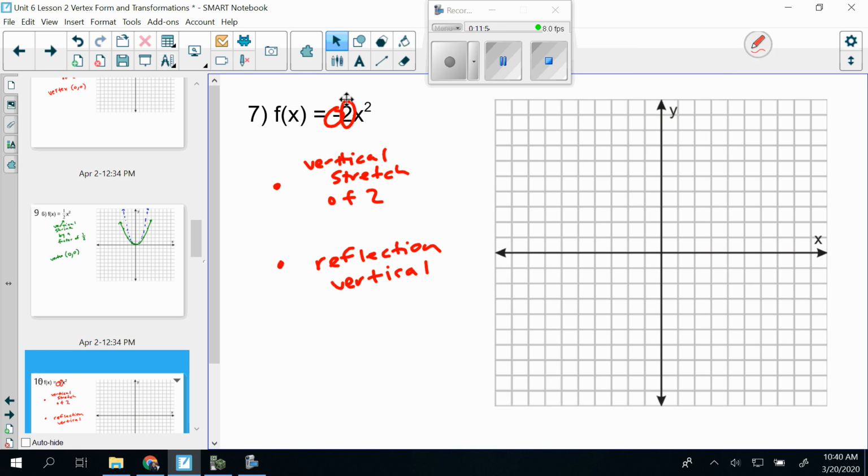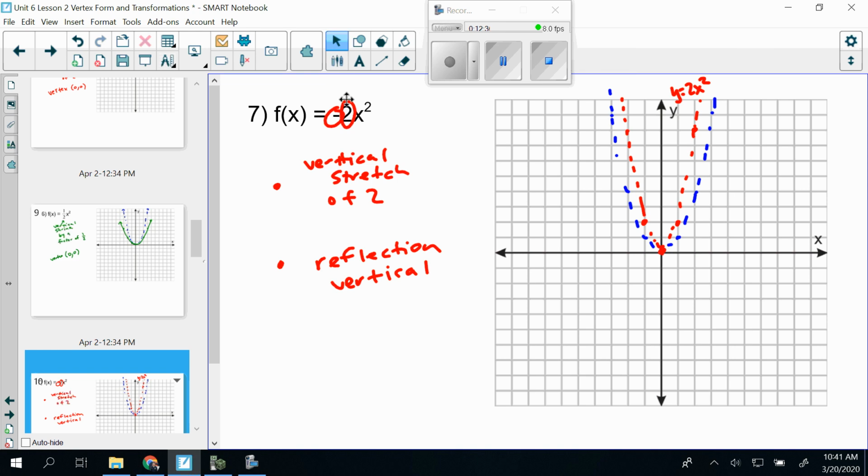So let's put our parent function on here again. So we got points here, here, here. All right, so we're starting with that same graph again. That first thing, that 2, is going to double all the points vertically like we had before. So still 0 is going to be 0, but 1 is going to be 2 instead of 1. At 2 before, our point was at 4, but now it's going to be double that, so it's going to be at 8. Okay, so that would be that graph we had before of y equals 2x squared.